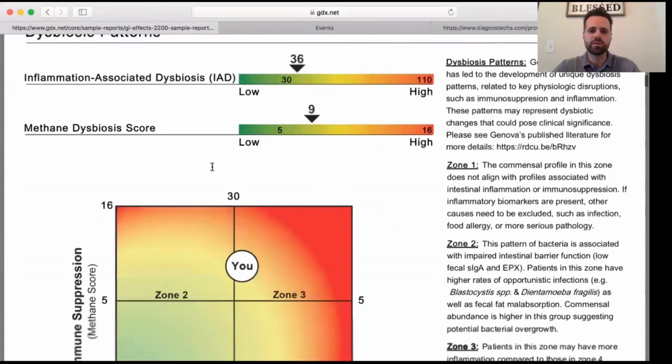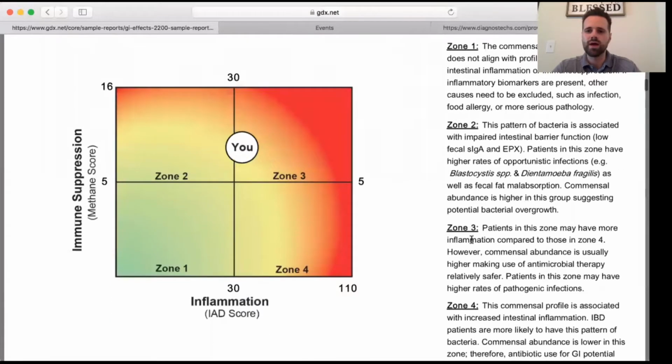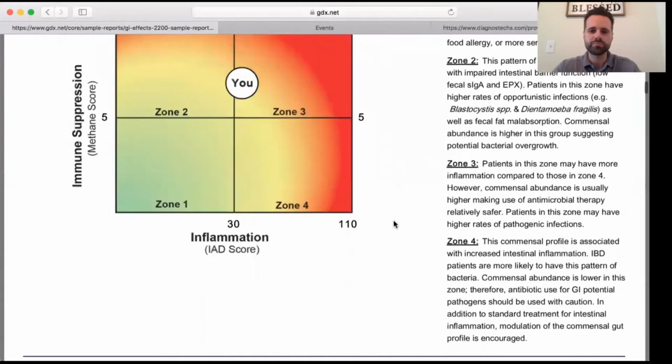And then we come down and we see these different zones here. Now this patient is in zone 3, and we can come over here and take a look. Higher inflammation compared to some of the other zones, as well as higher rates of pathogenic infection. So it gives a little description as to what is going on in each zone.